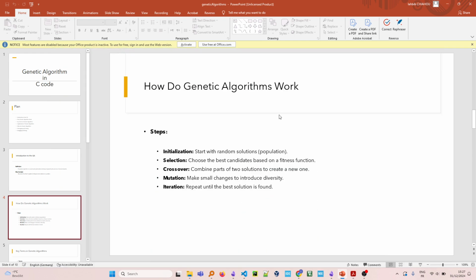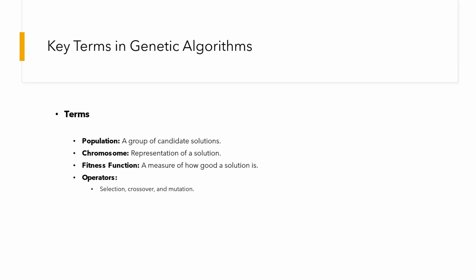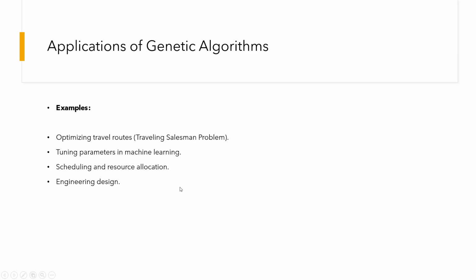And so this is how the genetic algorithm works. The key terms, as we mentioned before: there's a population, a group of candidate solutions, and a chromosome representation of solutions. For example, for the PID control, there is KP, KI, KD, and the score for each solution. The fitness function is a measure of how good the solution is. And the operators we have are selection, crossover, and mutation, as we saw previously.